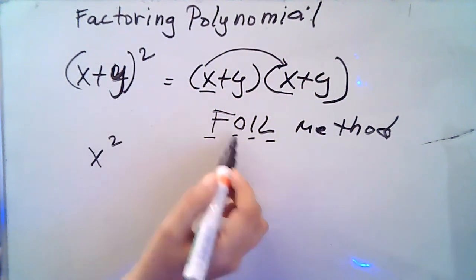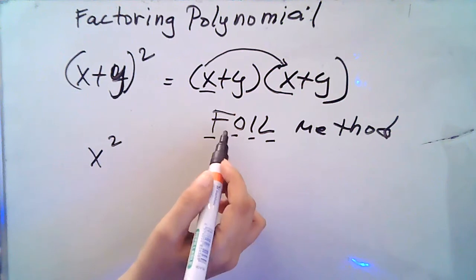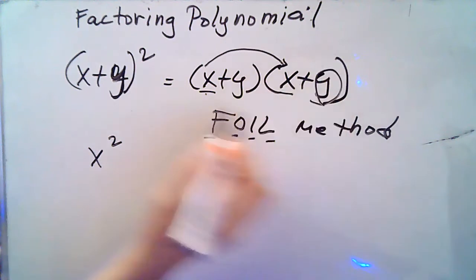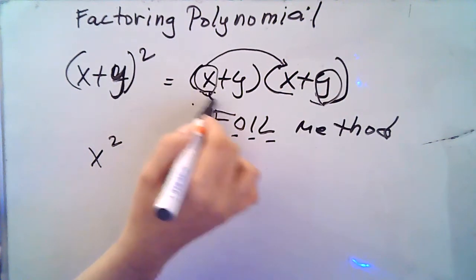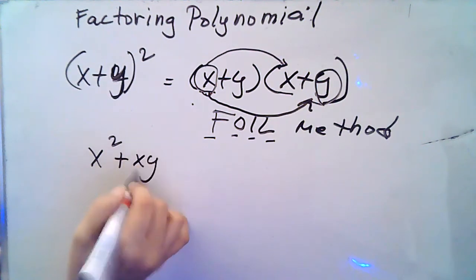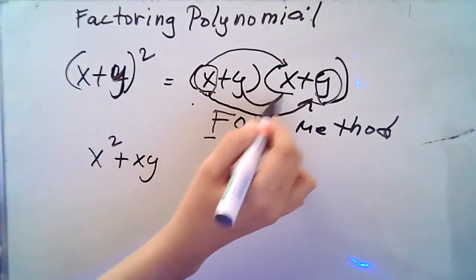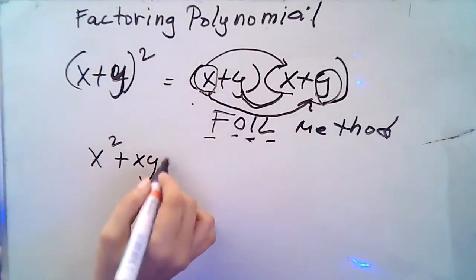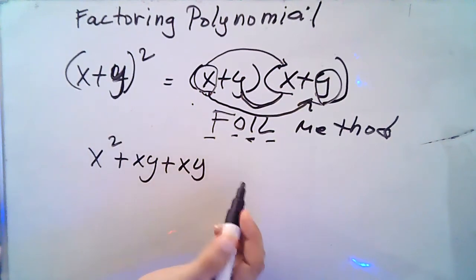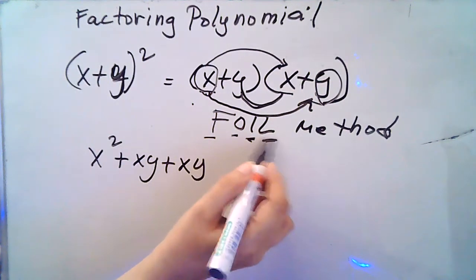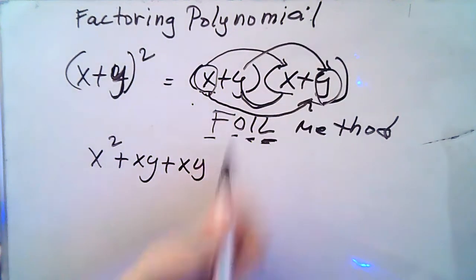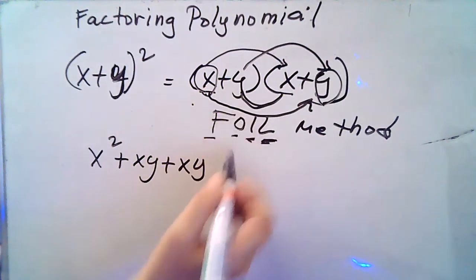All right, next is outside, which means the variables at the extremes. So x times y, that's going to be xy. Next is inside, which is y times x, so that's going to be another xy. You have to arrange them alphabetically. Next is the last term, which is y in the second term. So y times y is y squared.